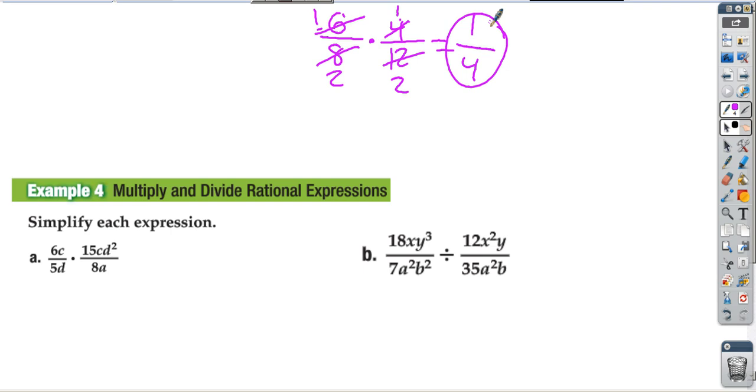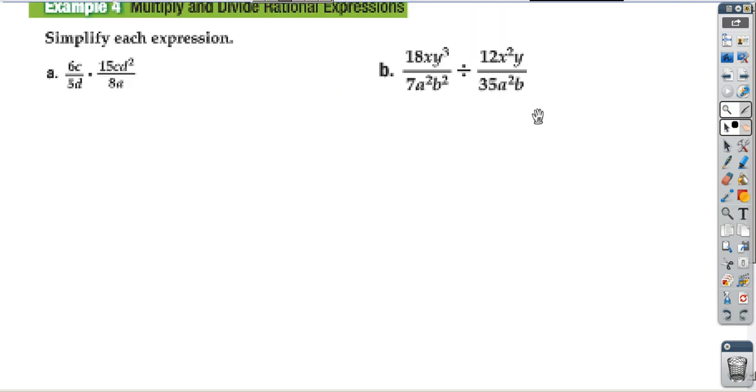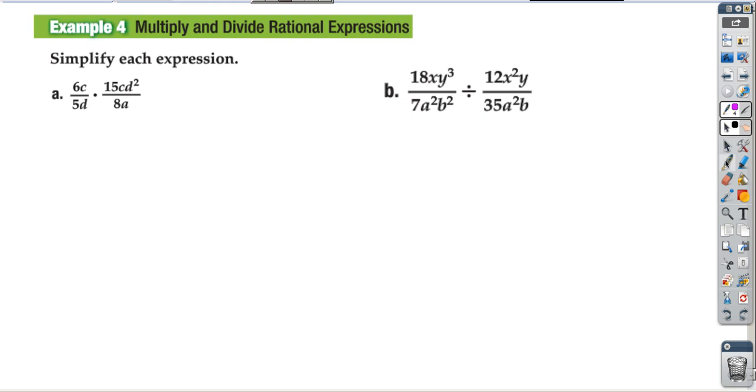Okay, that's the same idea we're going to use with these rational expressions right here. So let's start with the numbers, and we'll deal with the variables later. So 6 and 8. What goes into 6 and 8? 2 does. 2 goes into 6 3 times, and it goes into 8 4 times. Okay, then let's take a look at the 5 going into itself once, and it goes into 15 3 times.